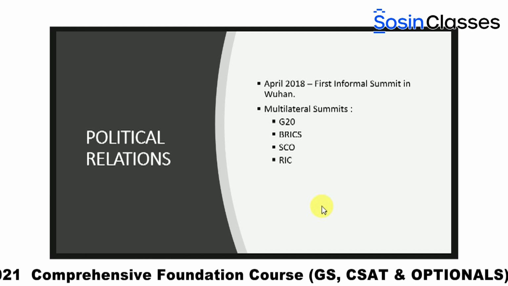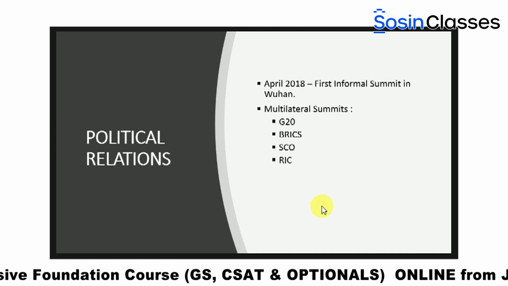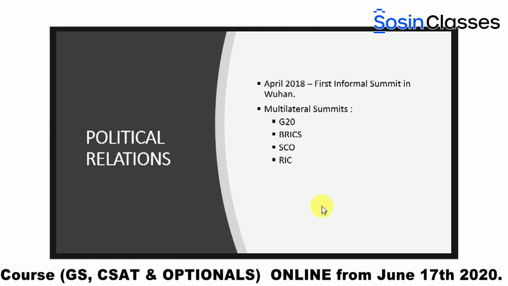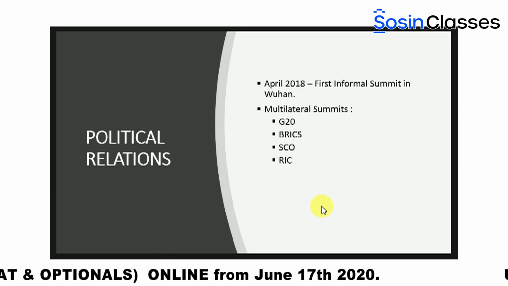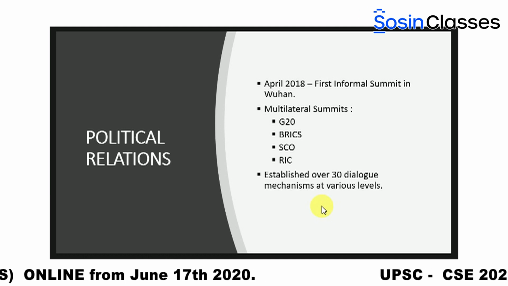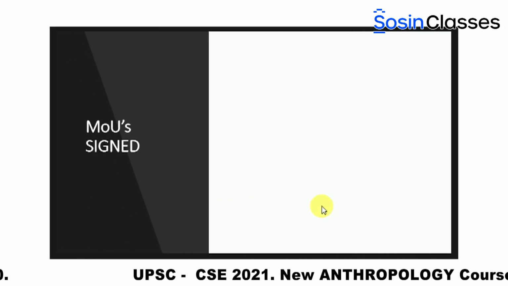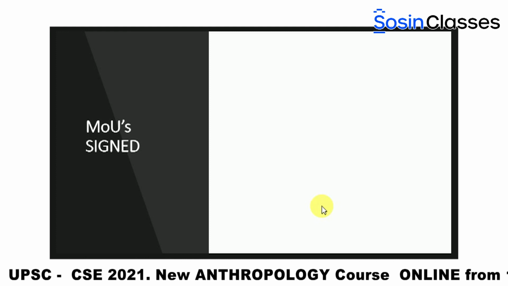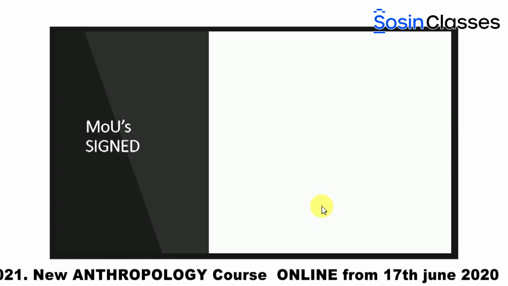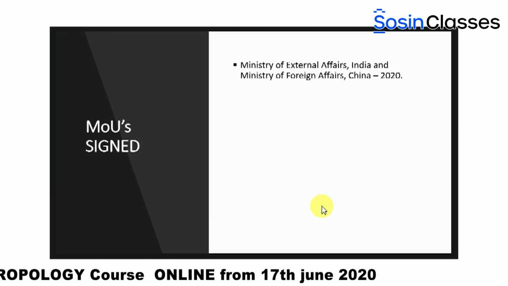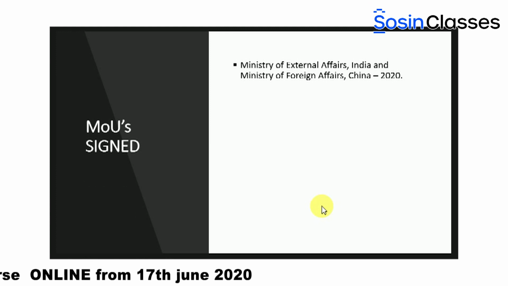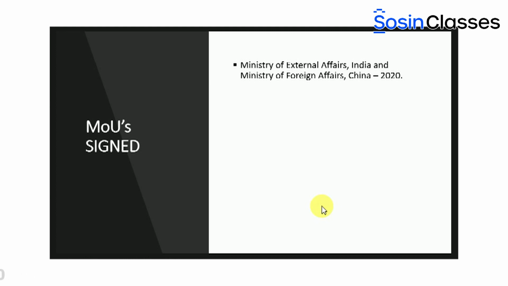Both these countries have established more than 30 dialogue mechanisms at various levels, covering bilateral, political, economic, consular matters as well as dialogues on regional and global issues. Both countries have 24 agreements signed on the government-to-government side, 26 MOUs on the business-to-business side, and 2 joint statements. A few of the MOUs signed between both countries are: Plan of Action to implement the protocol between the Ministry of External Affairs of the Republic of India and the Ministry of Foreign Affairs of the People's Republic of China on cooperation in bilateral relations, 2020.